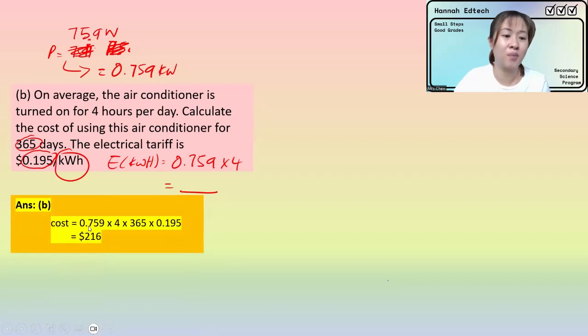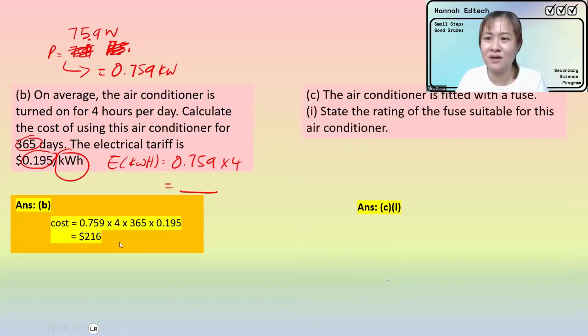So 0.759, you times 4 first to get the energy for a single day. And then you times 365 days to get the energy for the whole year. And then you times the cost per kilowatt hour. And you have this, $216.